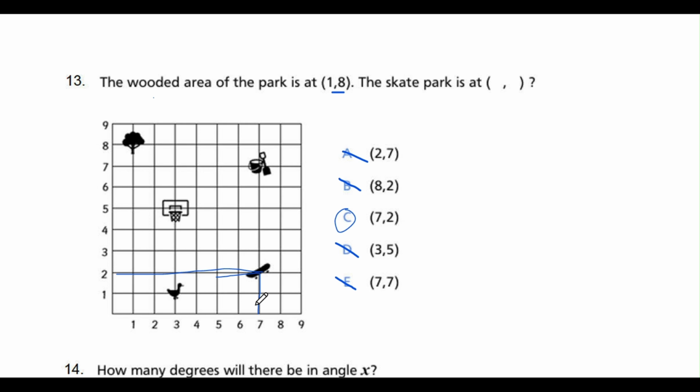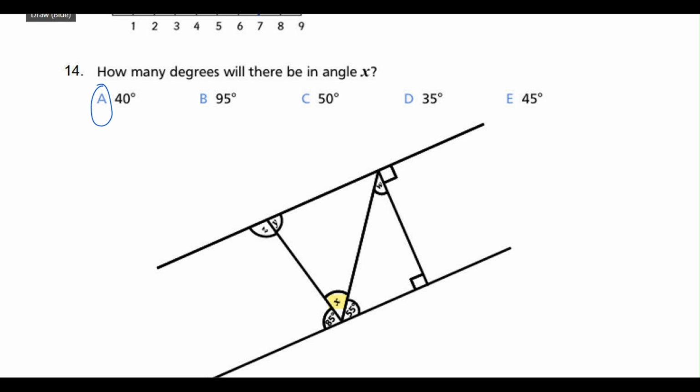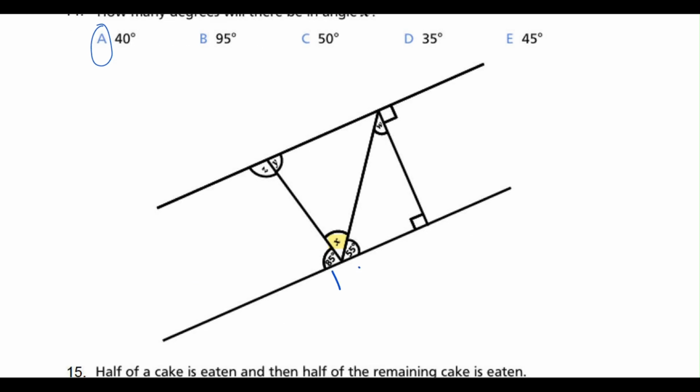Question 14. Okay, let's move on to question 14. How many degrees will there be in angle X? Multiple choices. A is 40 degrees, B is 95 degrees, C is 50 degrees, D is 35 degrees, and E is 45 degrees. Diagram information. 2 parallel lines are intersected by a transversal line. The left pointing angles are X and 55 degrees. The right pointing angle is 85 degrees.